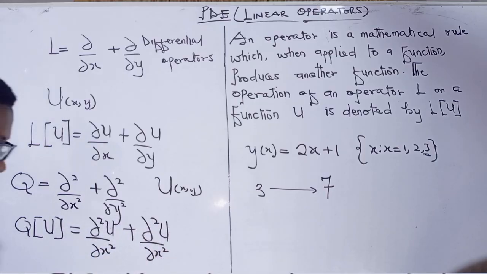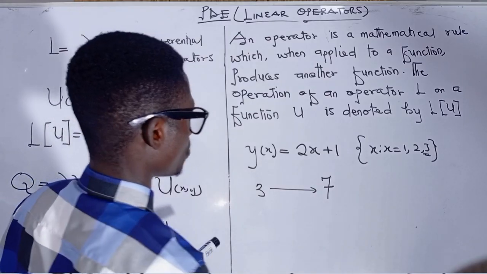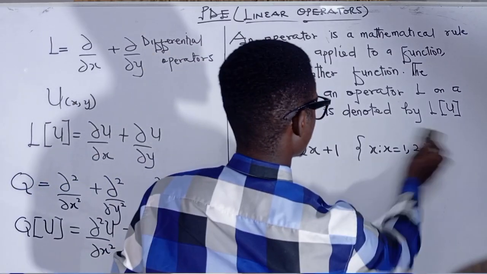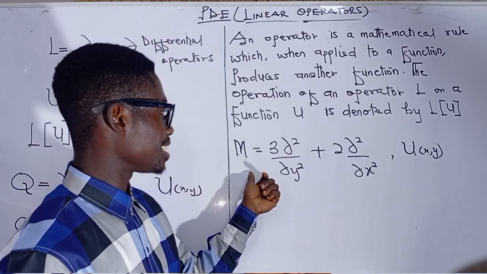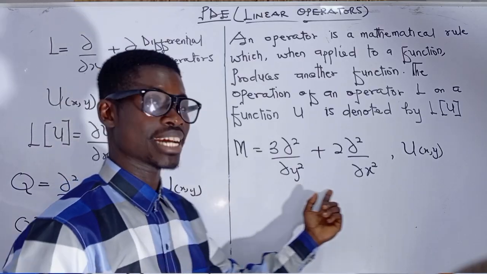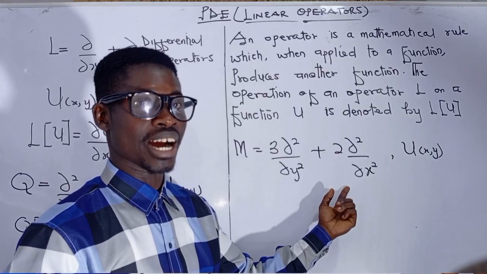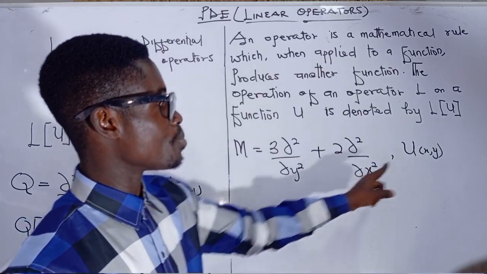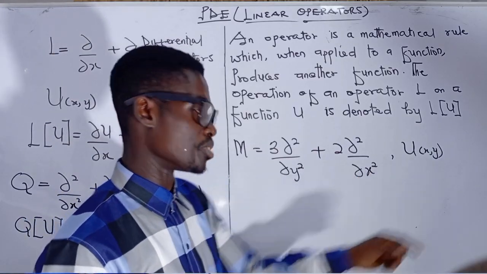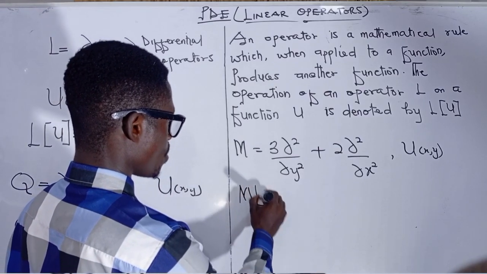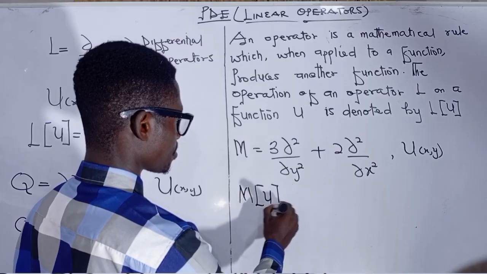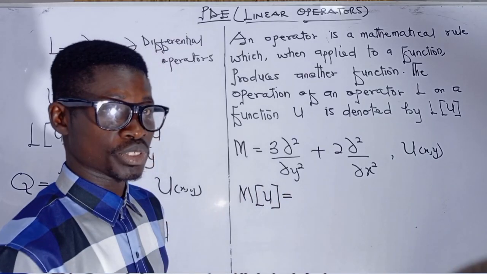Let's look at the last one. I'm going to write it and then try to see if you can write it down. So we have this operator M, and this operator M is defined as this. This is our rule, and then it is going to operate on this function u. So we have M operating on the function u. This is how we are going to write it.